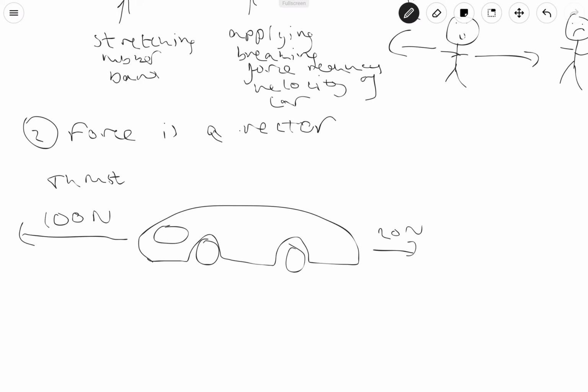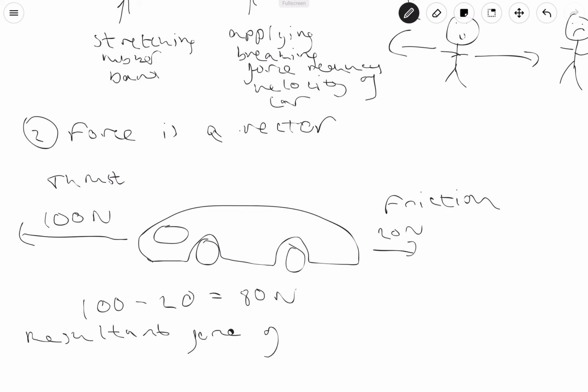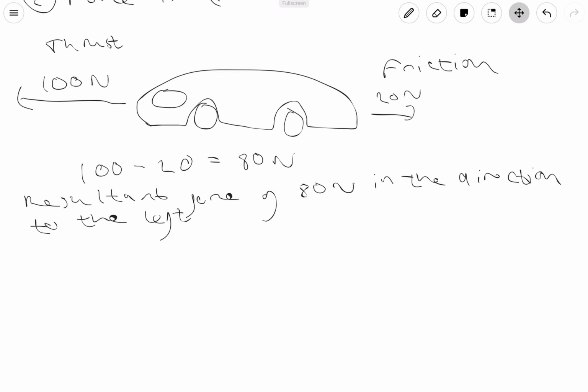20 newtons friction. So because force is a vector, it can be added and subtracted depending on the direction. So 100 minus 20 equals 80 newtons, which gives us a resultant force of 80 newtons in the direction to the left. So the car has a resultant force of 80 newtons. So that's just an example of adding and subtracting forces, and you can do that because force is a vector.